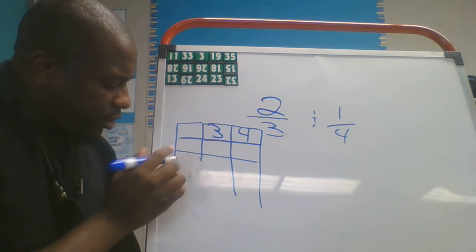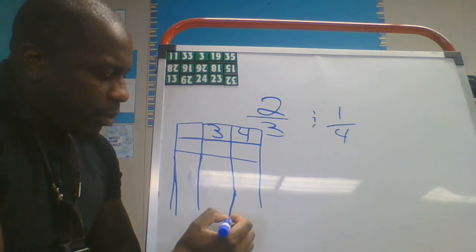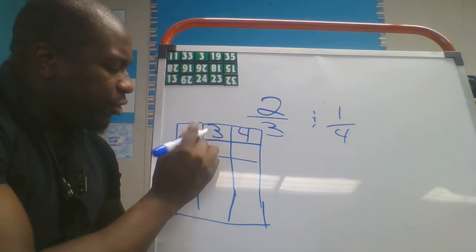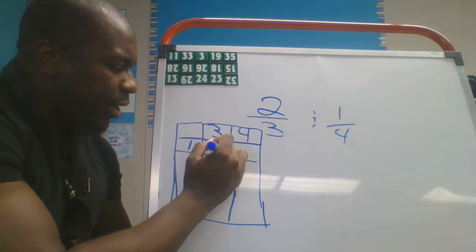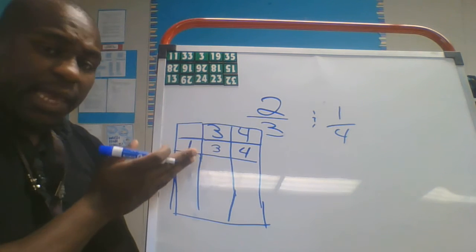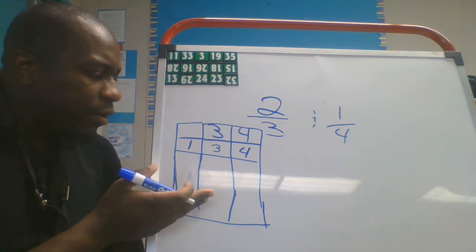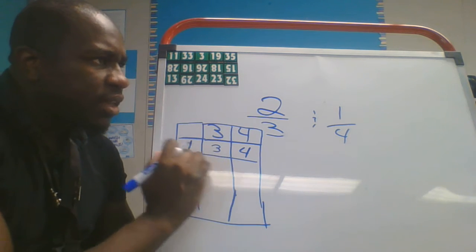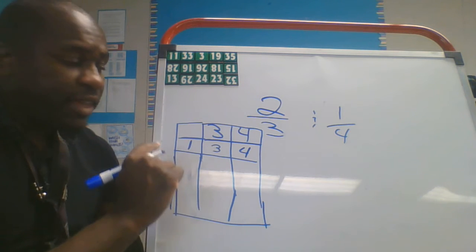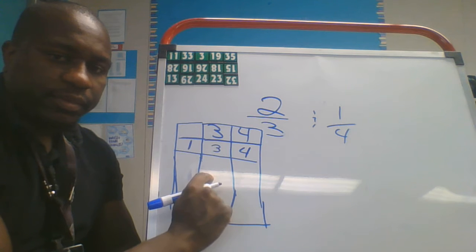And the factors are... sorry, not the factors, I apologize. I'm going to write out the multiples. So if I do 1 times 3, I get 3. 1 times 4, I get 4. And I'm going to keep filling out my table until I find the least common multiple, the smallest number that exists in both of my lists here.